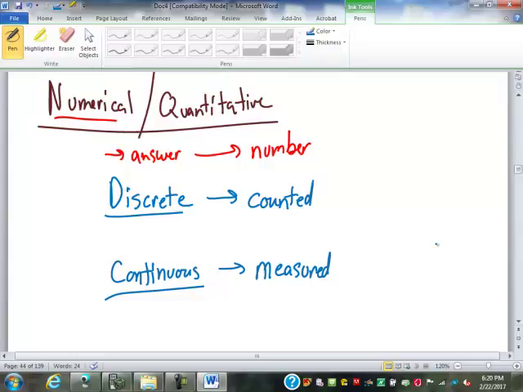Okay, that is time for our break. So let's go ahead and take a break. We're going to come back and we're going to start digging into some of the numbers.